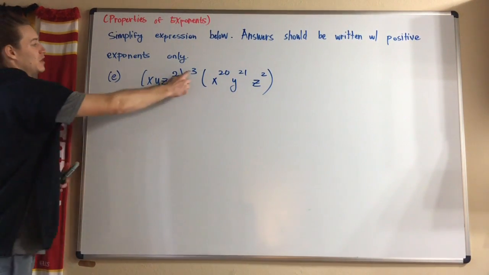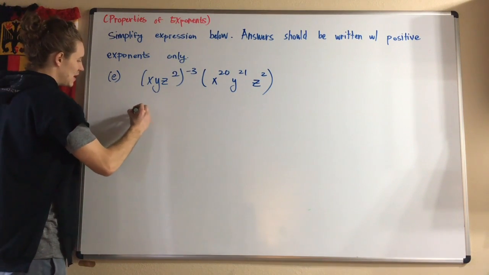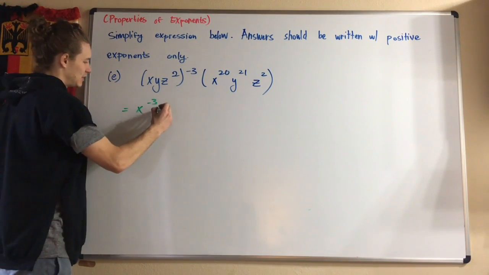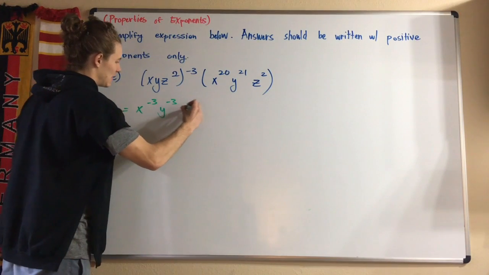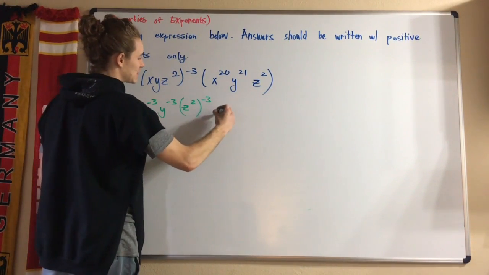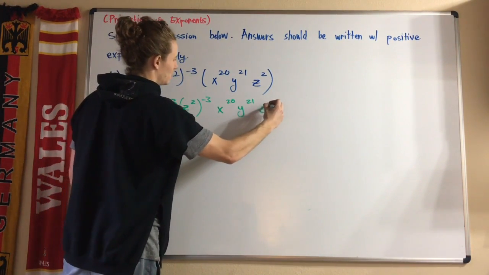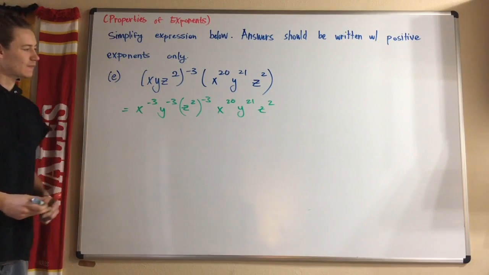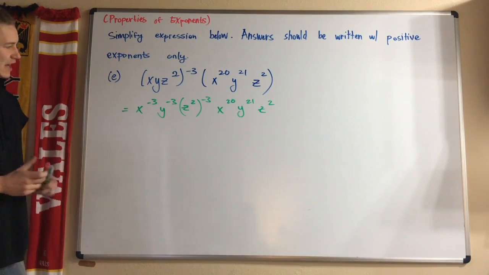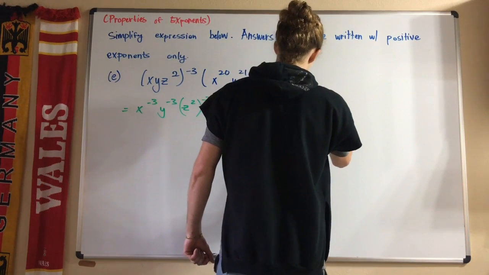I'm going to start by distributing this negative 3 power to all the parts of this product here. So notice I can rewrite this as x to the negative 3, y to the negative 3, z squared to the negative 3. And I'm going to drop these parentheses because I know that order does not matter when multiplying. So how did I do that again? That was the distributive property of exponents.